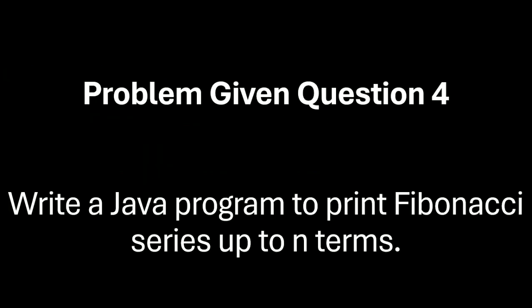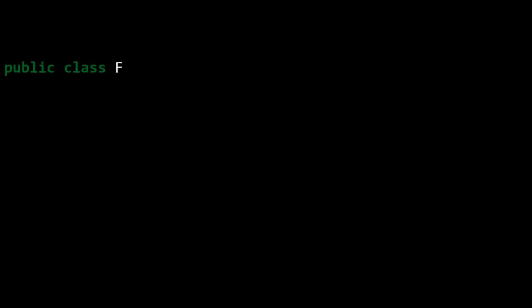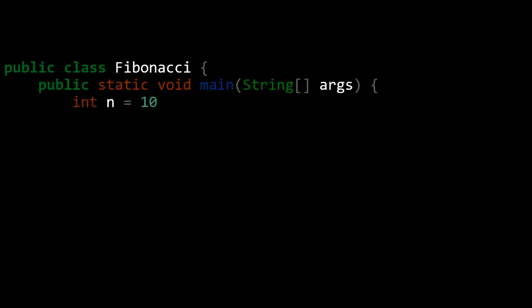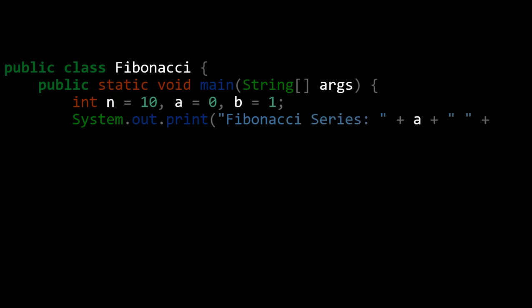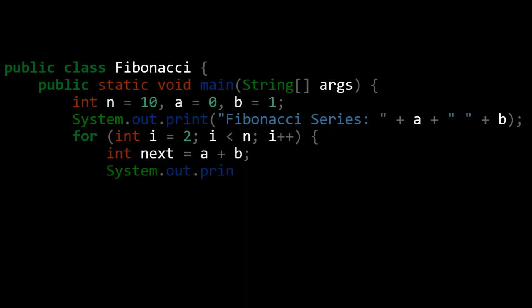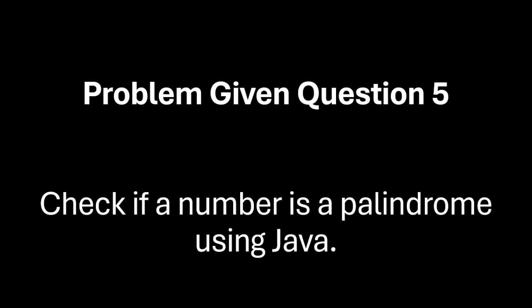Let's move to question number 4. Write a Java program to print the Fibonacci series up to n terms, and here is the solution. Let's assume n is equal to 10, a is equal to 0 and b is equal to 1, because the Fibonacci series starts with 0 and 1. Using a for loop and very simple logic, you can get your Fibonacci series. You can also search the internet, but you definitely will not find this type of basic and simple solution.